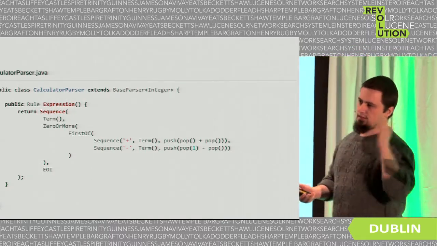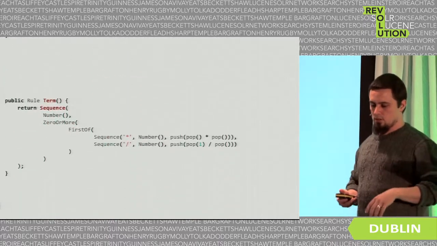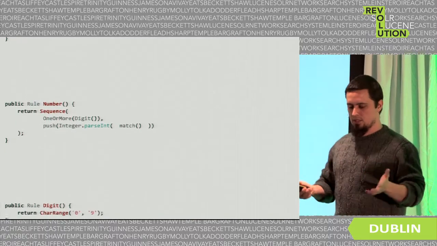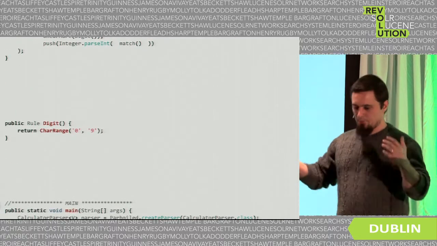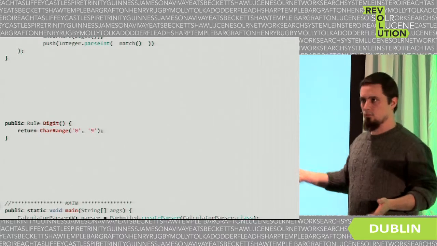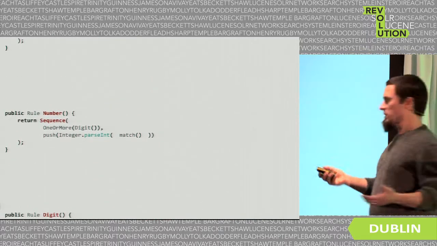With a calculator, at the top level, you have expressions. At the next level, expressions are made of terms. Terms are made of numbers, and numbers are made of digits. Okay, so back up. Digits are characters ranged from 0 to 9. Reads like English almost. Numbers are sequences of digits.